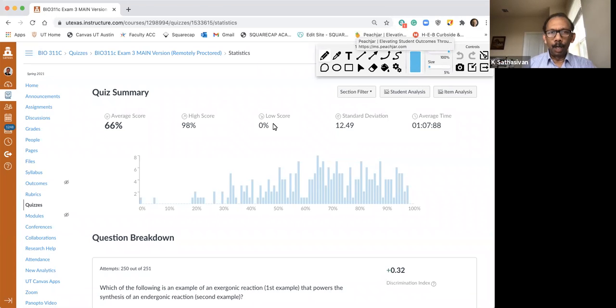Hi, good afternoon. So this is a summary of the exam 3 results, the main version, which 250 out of 300 students took. That's the main one I want to analyze. As you can see here, this has a nice normal distribution of the performance overall, which is good.